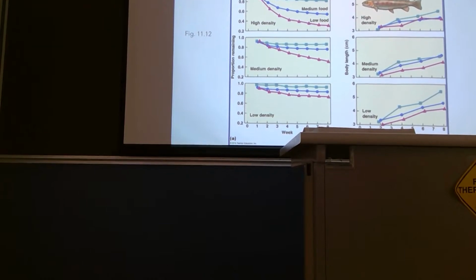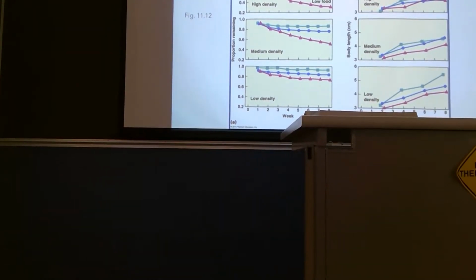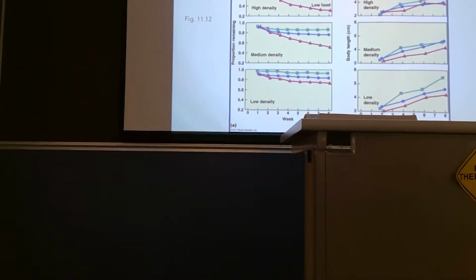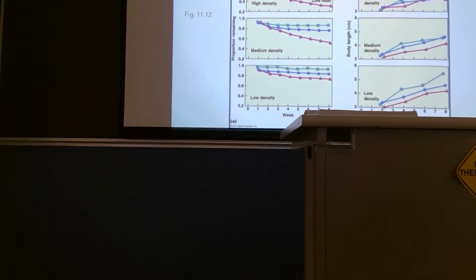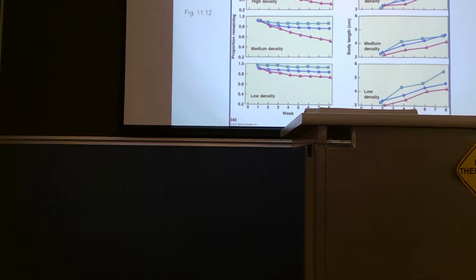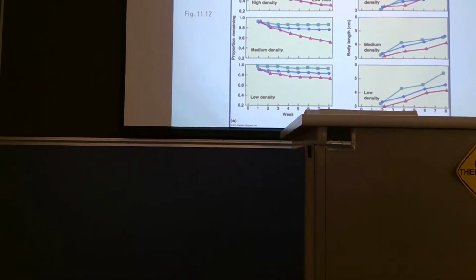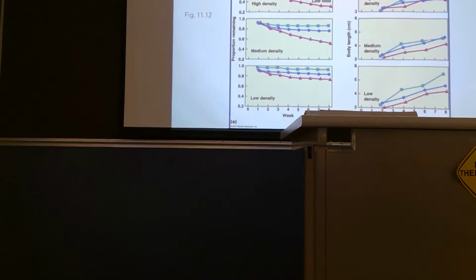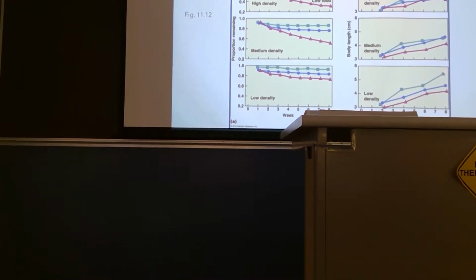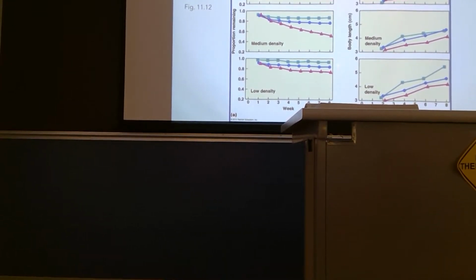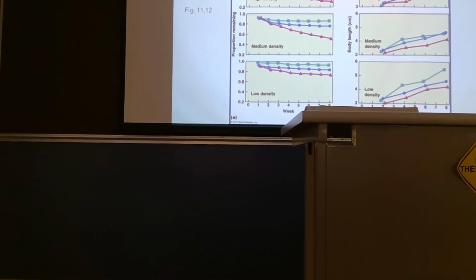Okay, how do those results translate to our medium and our low density tanks for body length? The last question. Low density, they have high body weight. Yeah. At low density, then you really start to see almost a greater effect of competition on growth rate, because now you can see that there really is an effect in terms of food. That didn't really affect how many survived, but it really affected the individual growth rate.